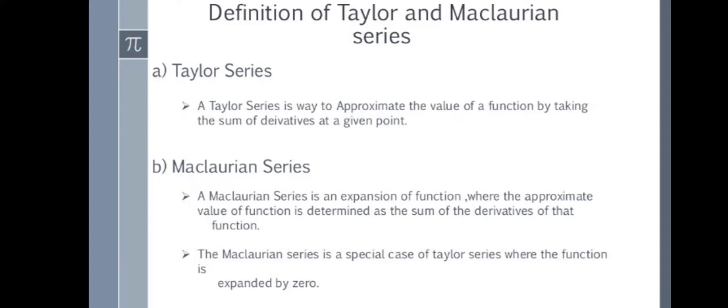Maclaurin series. A Maclaurin series is an expansion of a function where the approximate value of the function is determined as a sum of derivatives of that function. The Maclaurin series is a special case of Taylor series where the function is expanded about zero.